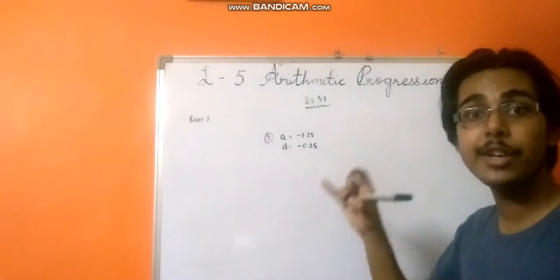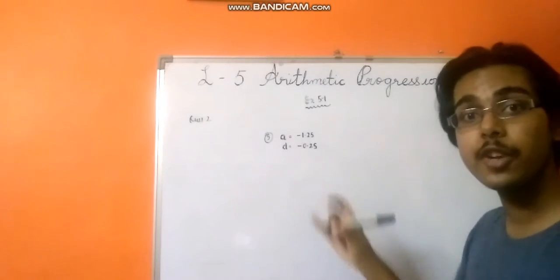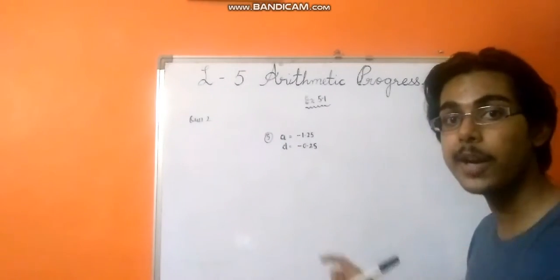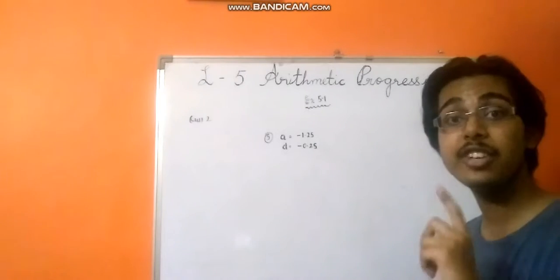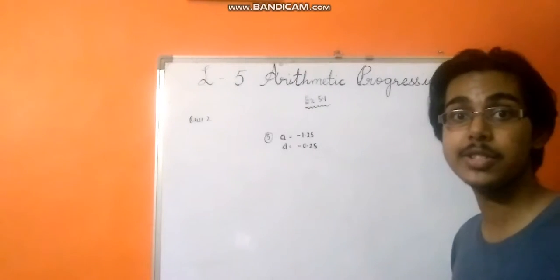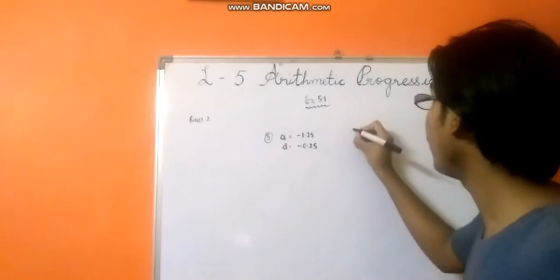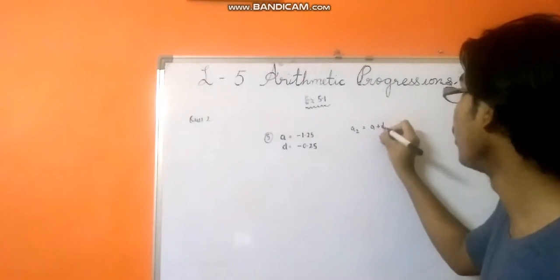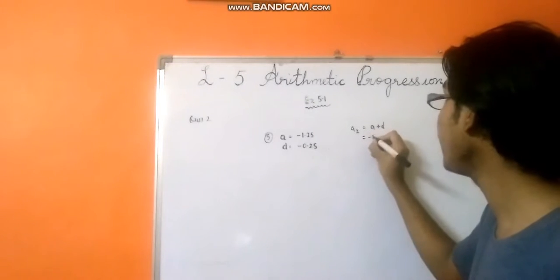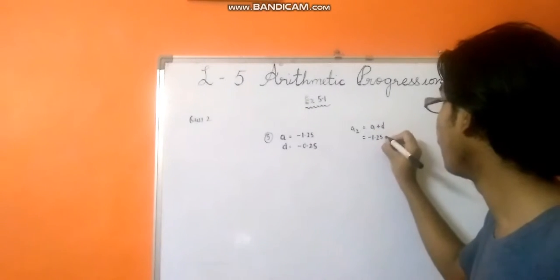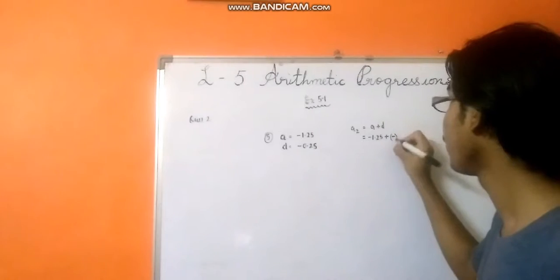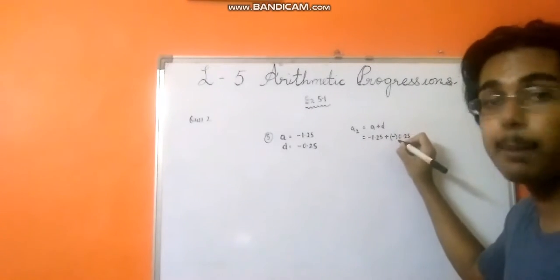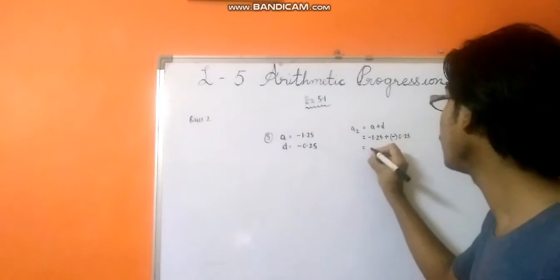Now let us look at the fifth question that is given in your book under question 2. Here you have to find the next four terms. Now this particular question is tricky because here you have decimals and again with a minus sign. So how will we find the four terms? We have to find a2, since a1 is given, which is equal to a plus d. What is a? a is equal to minus 1.25 plus minus 0.25. You know that plus minus will become minus, so we have to add, which is equal to minus 1.50.